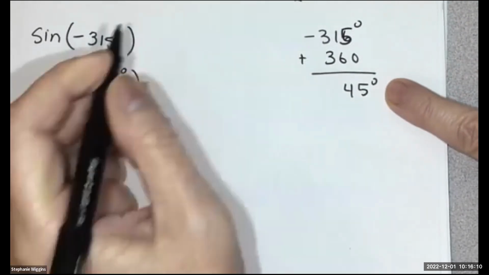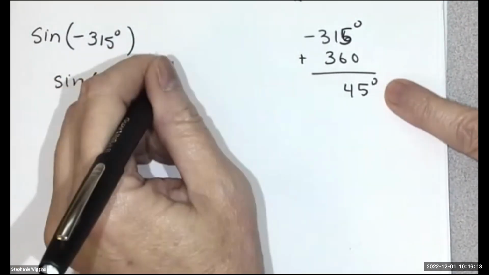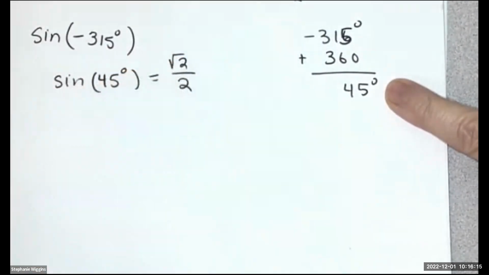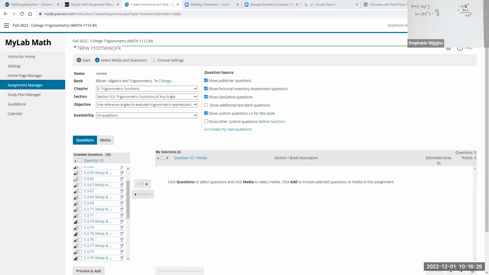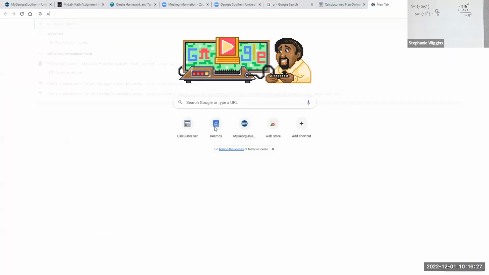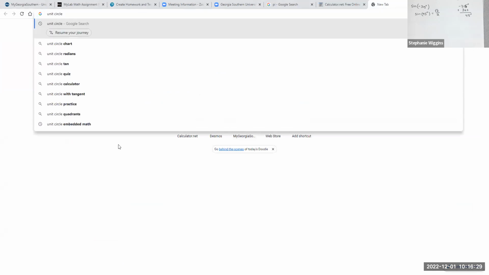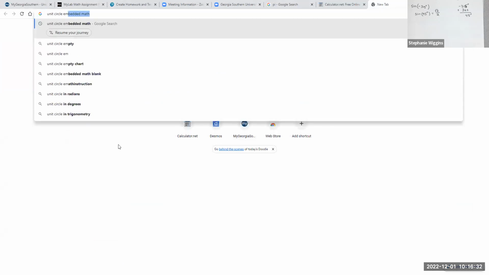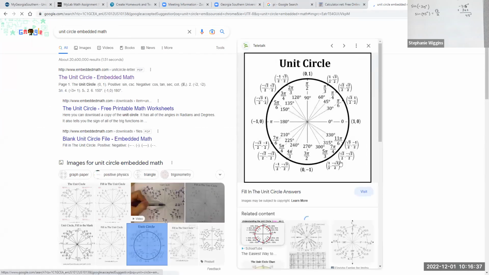Now, when you use your calculator, it may give you a decimal value, but they want square root of 2 over 2. You're going to use the unit circle. So going to the unit circle, you see here at 45 degrees, the sine is the y value. So it's square root of 2 over 2.